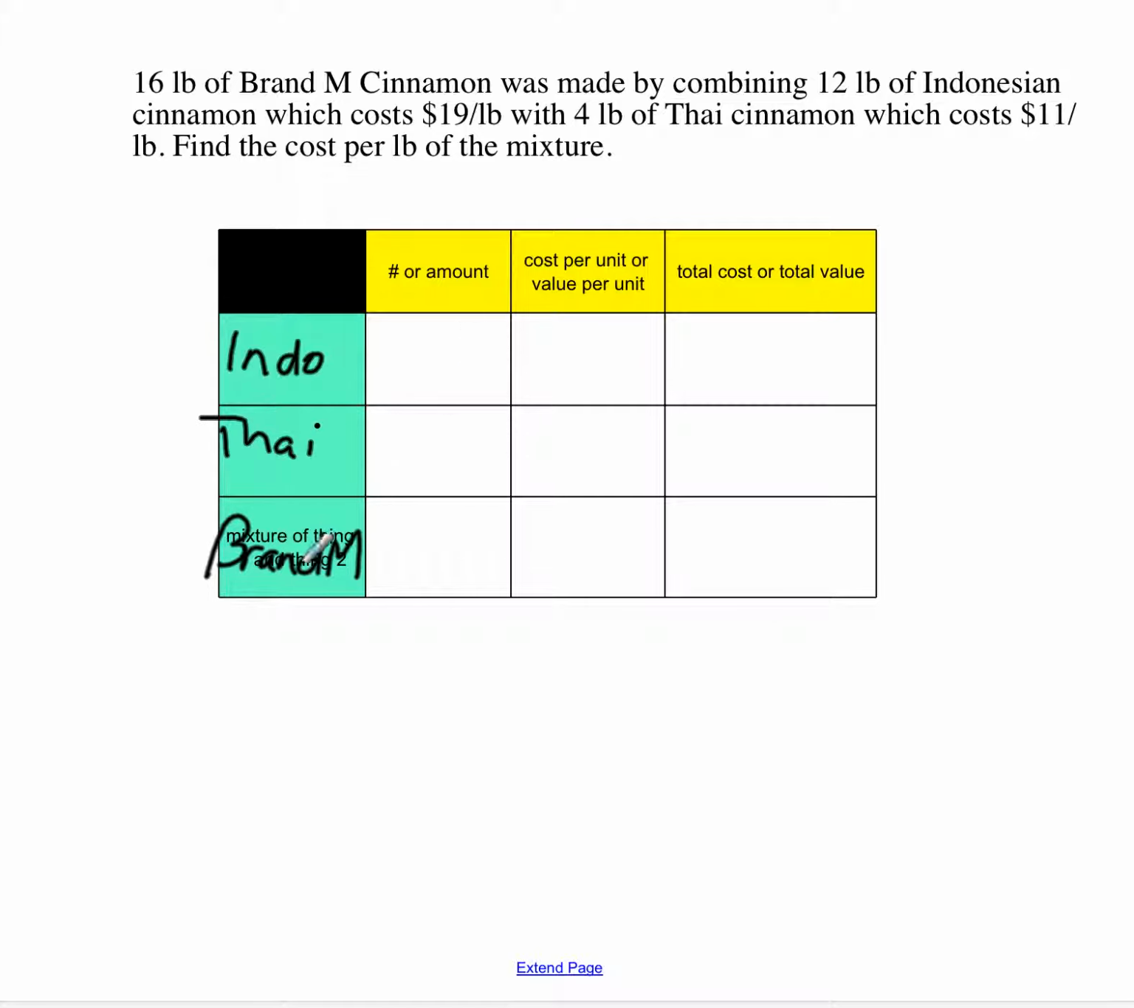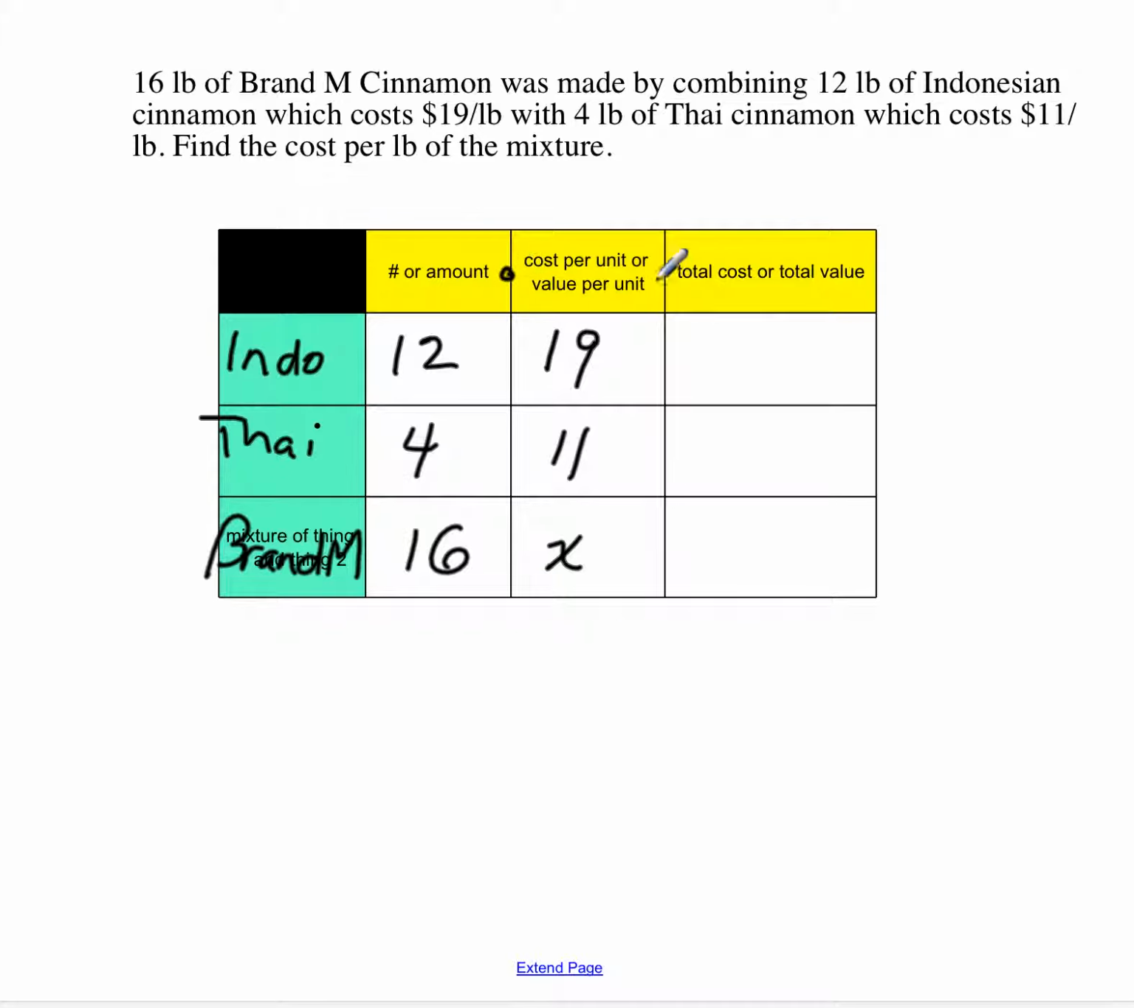Okay, so I know I have 16 pounds of brand M. I know I have 12 pounds of Indonesian. I know I have 4 pounds of Thai. Well, look at that. That equation is already complete. 12 plus 4 does equal 16. No unknowns, though. Okay, so Indonesian, let's take that circle away. The Indonesian, we said, is $19 per pound. This one is $11 per pound. Find the cost per pound of the mixture. In fact, this is what I'm trying to find out this time. So I will be using this box, okay?